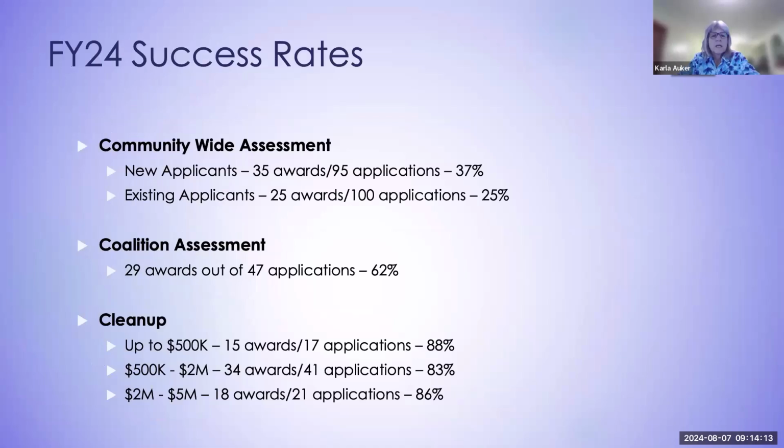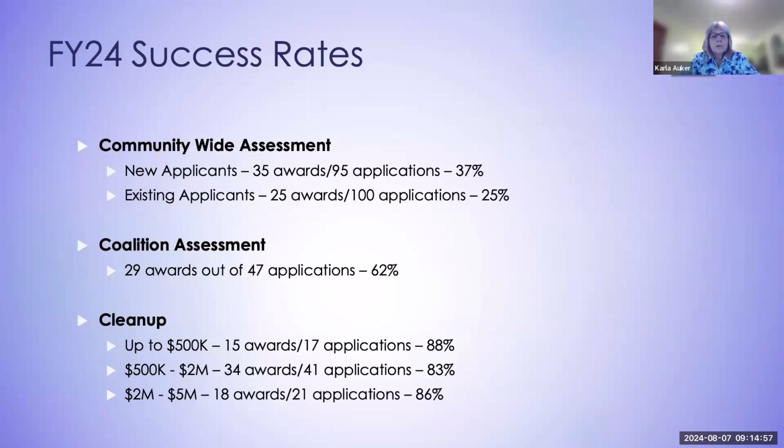If you can see for FY24, that was last year, we had a lot of community-wide assessment applications, 95 applications, but only 35 awards. So there was about a 37% success rate for new applicants. The new applicants are people who've either never had an assessment grant from US EPA or who have had one, but that grant closed 8 years ago or before. So if your grant closed FY15 or before, you would be considered a new applicant.